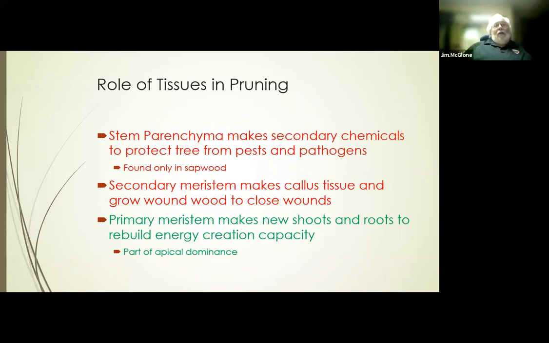The primary meristem, on the other hand, makes the new shoots and roots to rebuild energy creation capacity, and also plays a role in the apical dominance. So primary meristem is what the tree uses to recover from pruning, whereas stem parenchyma and secondary meristem is what defends the tree from those open wounds and eventually closes them up to protect the tree from that.